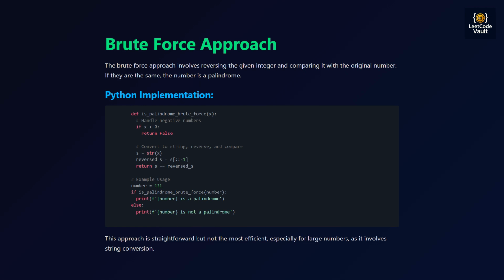Brute force approach. One straightforward, albeit inefficient, approach is to convert the integer to a string, reverse the string, and then compare the original string to the reversed string. This is a brute force method. If the strings are the same, we have a palindrome. If not, then it's not a palindrome.